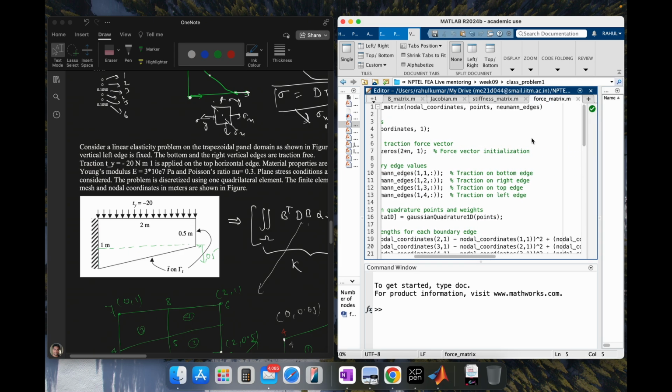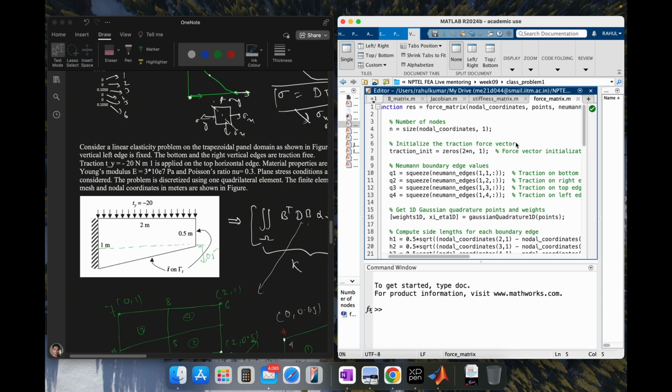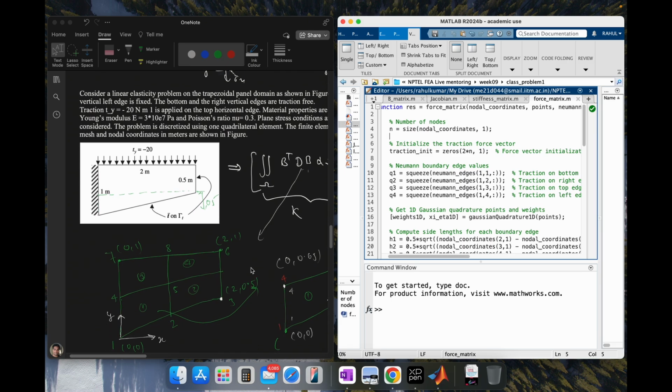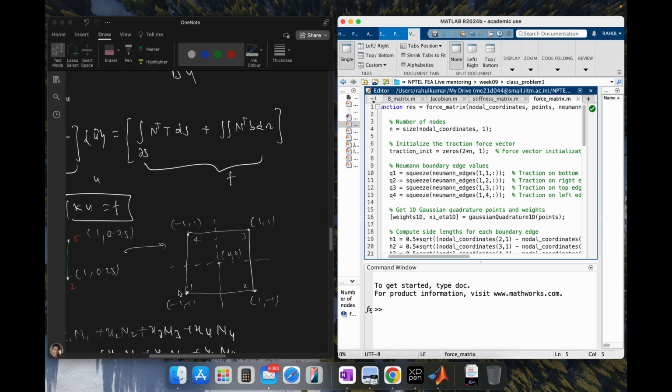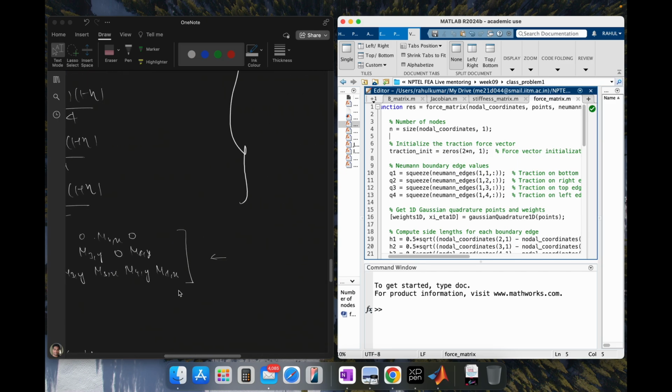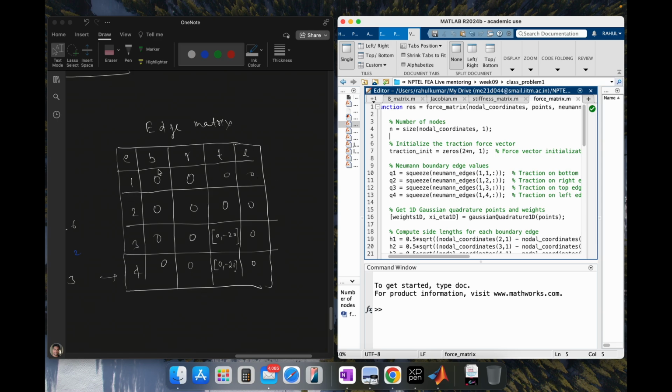Here I am writing Neumann edges, which means that it will give, for that particular element, if we call the force matrix, then based on that particular element, it will give an edge matrix. It will give that particular row. Which means that suppose for element 1 it will give this row, okay. And actually here the edge matrix is a 3 by 3 matrix, okay. It is a 3-dimensional matrix because the traction is 2-dimensional.